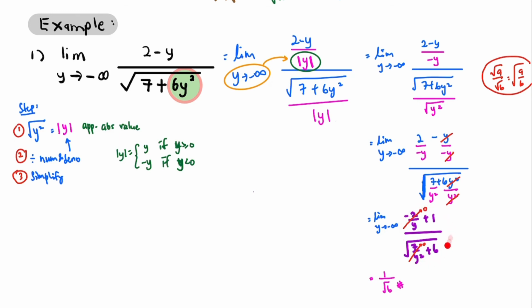Once you have seen this, you can now put the value of negative infinity inside y. So this is the value of something over a very large number. So this is 0. And this is also 7 over negative infinity squared. So this is also 0. So you're left with constant 1 over square root of 6. So limit of a constant is a constant. So this is your answer, 1 over square root of 6.